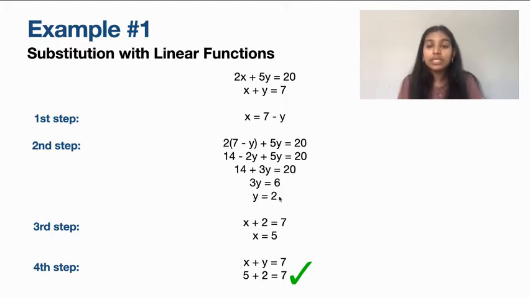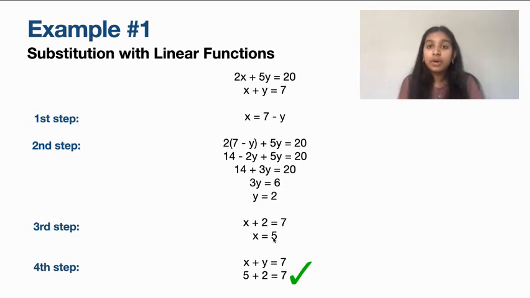Now we know the value of one variable, so we have to take this value and put it into one of our given equations. It doesn't matter which equation, you can use any one you like, but in this case, I'm going to use this equation right here. So we have x plus 2, which is our y variable, equals 7. Subtract 2 from both sides, and we get x equals 5.